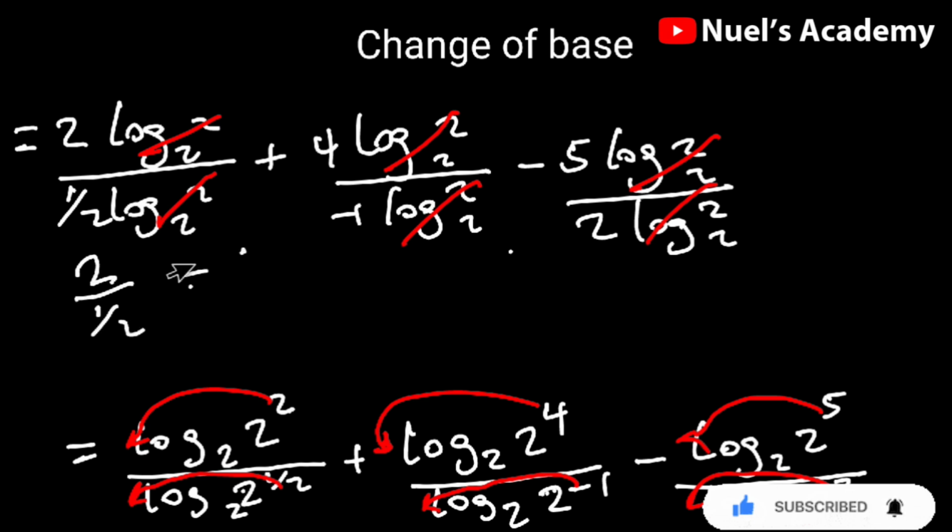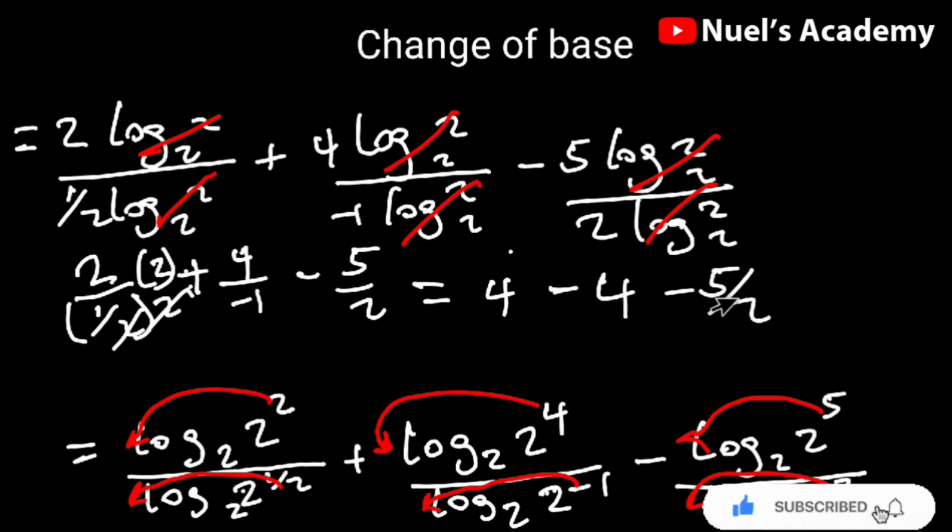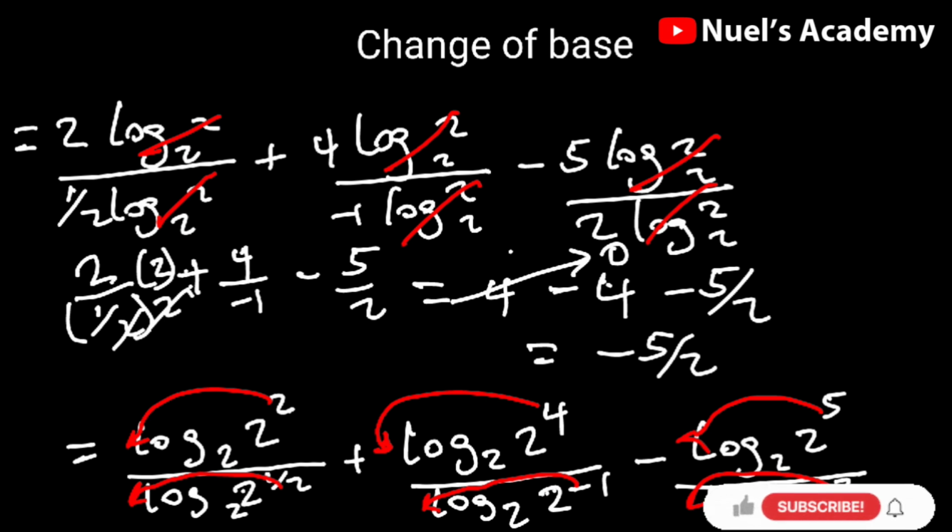plus 4 over negative 1 minus 5 over 2. Now let's multiply both numerator and denominator here by 2 so that this and this will cancel. 2 times 2 is going to give us 4, then minus 4 divided by negative 1 is negative 4, then minus 5 over 2. So that this will cancel to 0 because 4 minus 4 is 0. And then we have minus 5 over 2 as our final answer to this question.